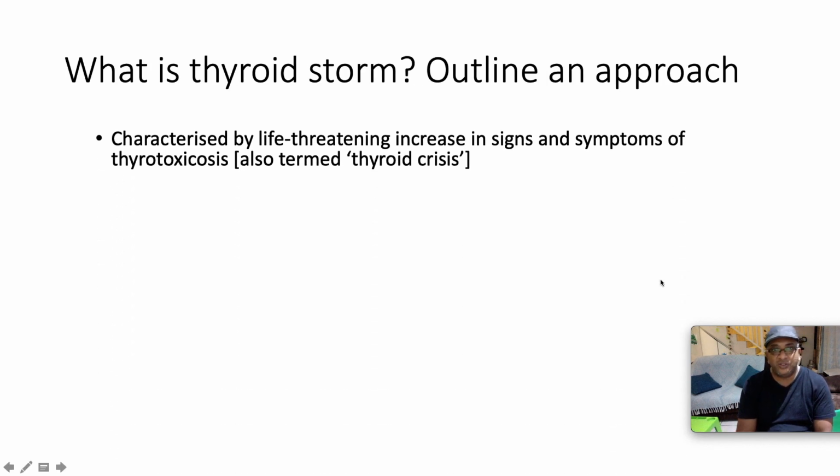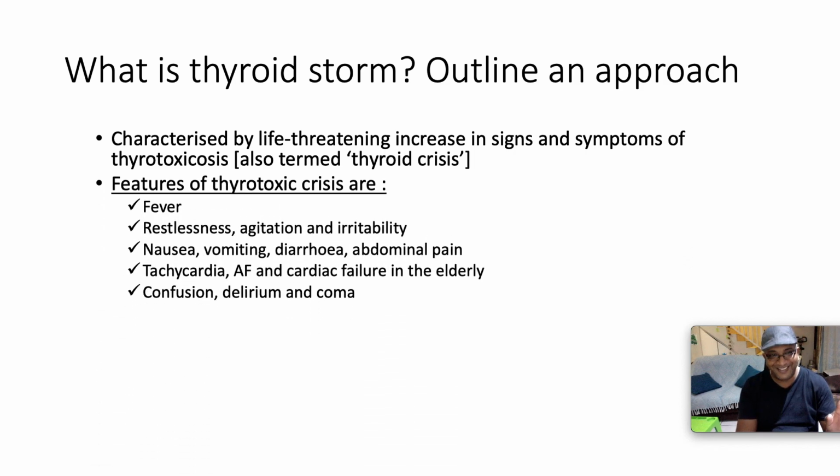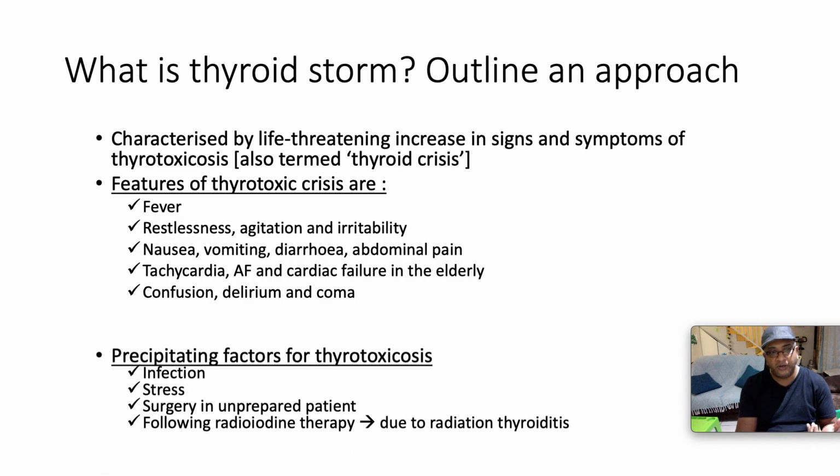Alright, what is a thyroid storm? It's not happening in a thyroid patient when there's a storm outside. Thyroid storm is characterized by life-threatening increase in signs and symptoms of thyrotoxicosis, also affectionately termed thyroid crisis. The features of thyrotoxic crisis are fever, restlessness, agitation and irritability, nausea, vomiting, diarrhea, abdominal pain, tachycardia, atrial fibrillation, cardiac failure in the elderly, confusion, delirium, and coma.